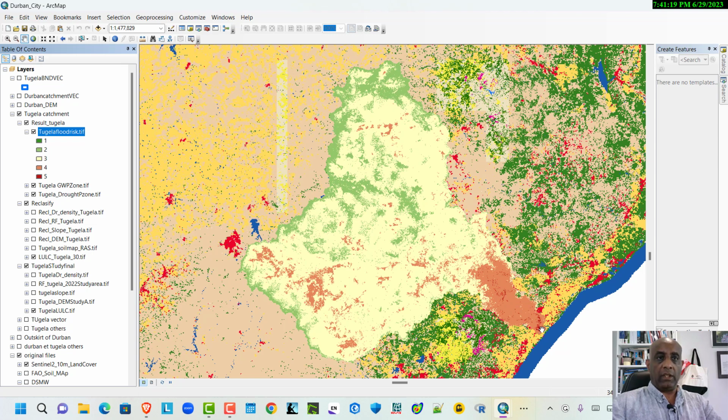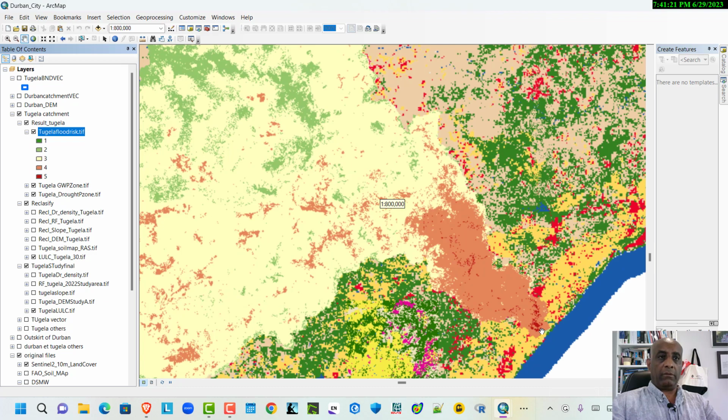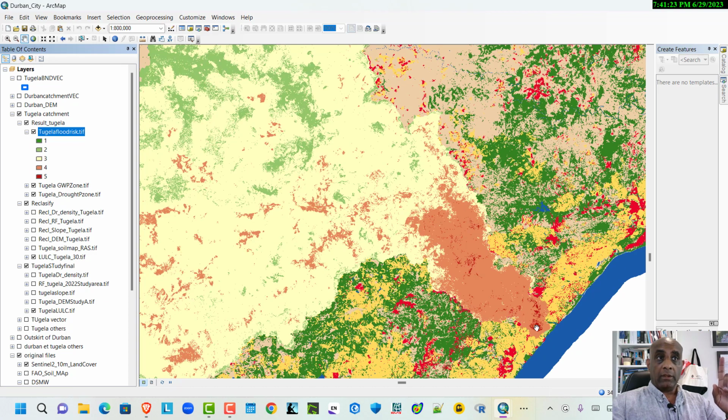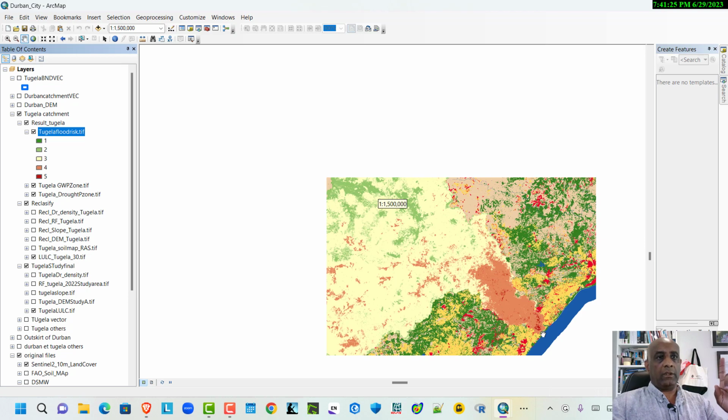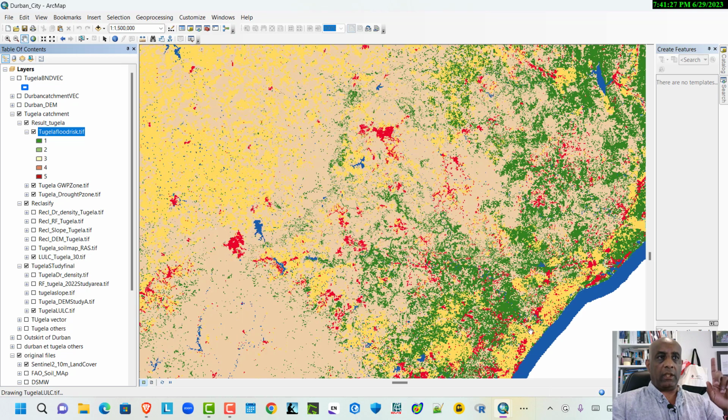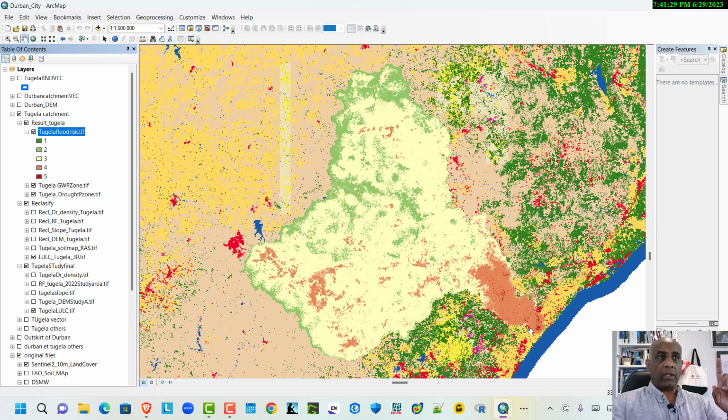Mandini is very, very vulnerable for flooding if that rain comes. It doesn't mean that always. If that rain comes, that may create flooding, higher intensity, extreme event it means. If it comes, the Mandini and the other areas will be damaged.